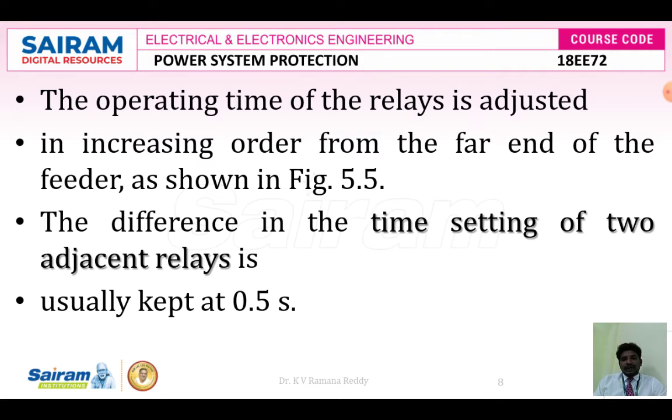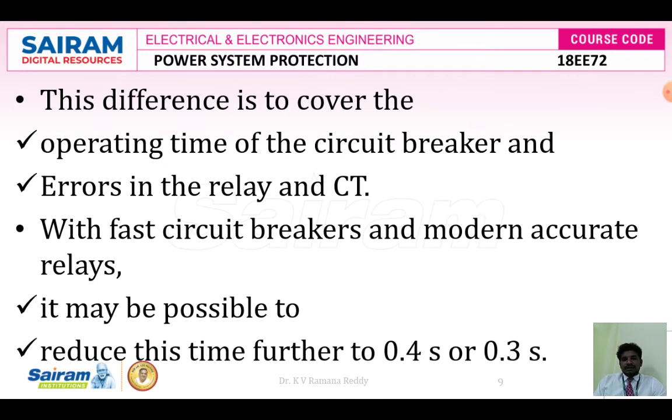Usually, the difference in the time setting between two adjacent relays should be kept as 0.5 seconds. The difference is to cover the operating time of the circuit breaker and errors in the relay and the current transformer. With fast circuit breakers and modern accurate relays, it may be possible to reduce this time further, from 0.5 seconds to 0.4 seconds or 0.3 seconds.